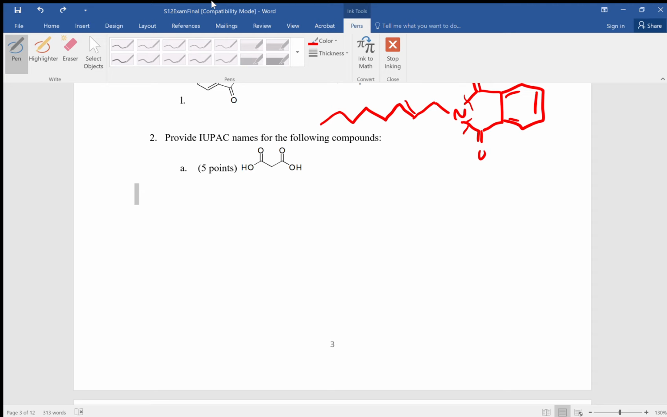This is our second acid because it has one carbon in the middle. The first one, oxalic acid, would have no carbons between the two carboxylic acids. This one has one, so this is the second one on our list, or malonic acid.